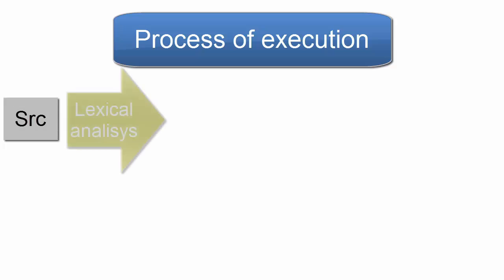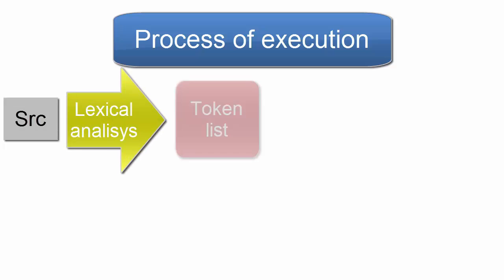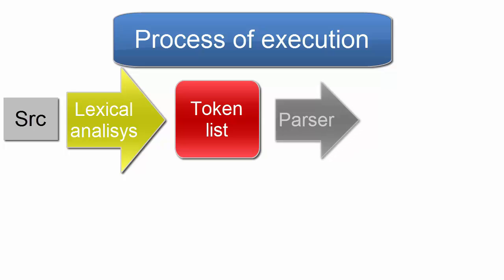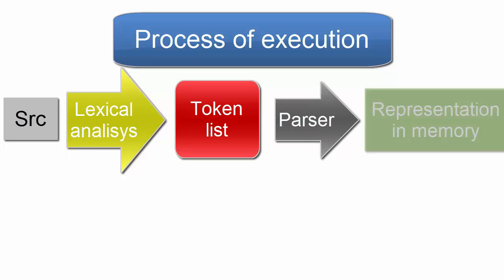Now the next thing. What's the process of execution? It consists of three basic steps. First, the given source file goes through a lexical analyzer, which outputs a list of tokens. Second, a parser parses the token list and creates some kind of representation of the program in memory. This can usually be an abstract syntax tree, or AST for short, or a higher level bytecode.